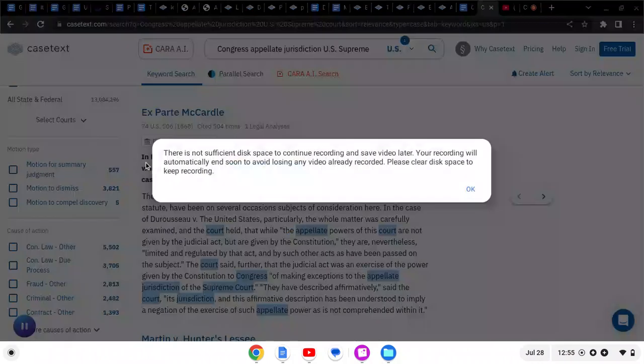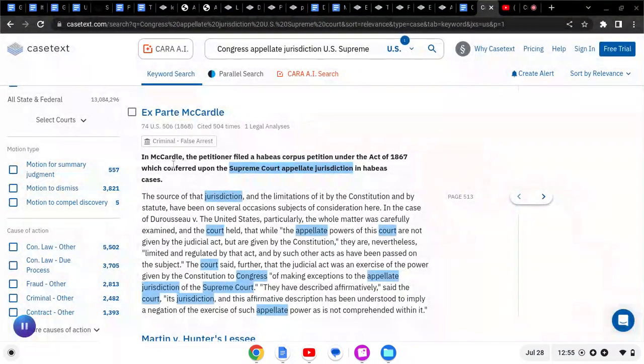All right, y'all. Let me read y'all something right quick. Sorry about that. In Macredo, the petitioner filed a habeas corpus petition under the Act. Notice they say Act. Under the Act of 1867, which are statutes, by the way, which conferred upon the Supreme Court appellate jurisdiction in habeas cases. These are statutes. You see that Congress gave their Supreme Court appellate jurisdiction under this Act. Now, this is an old case. You can go and read it for yourself. I'm going to pause the video again and show you another case.